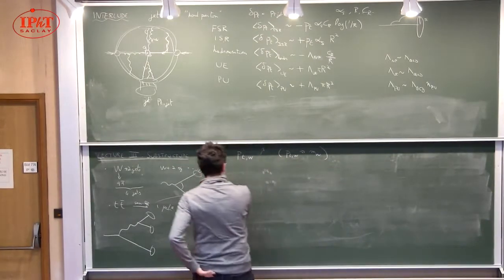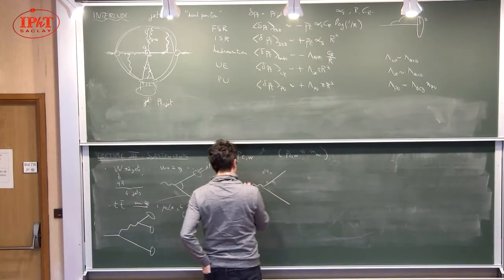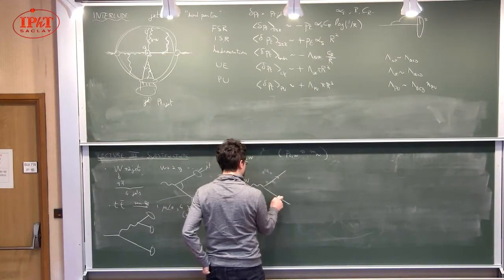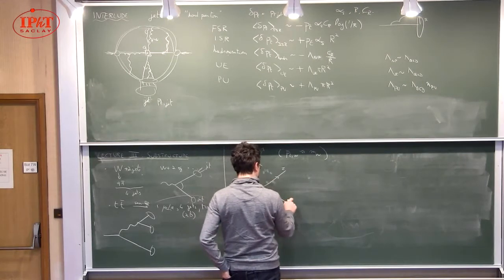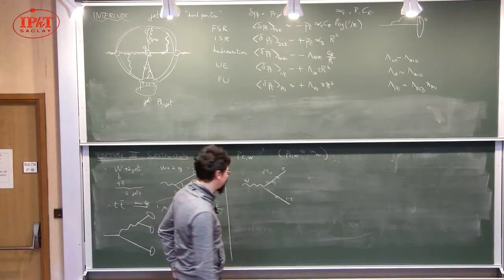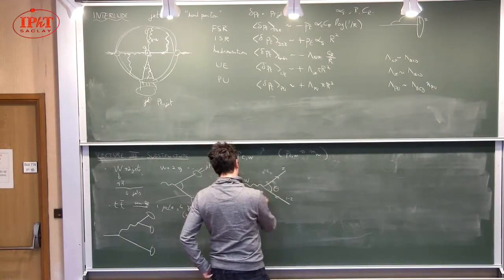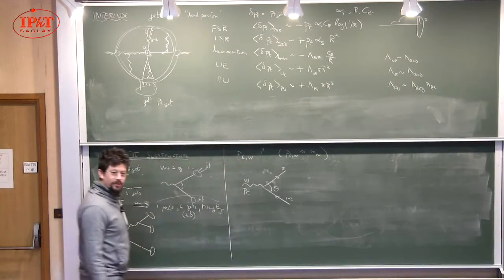So let me just draw this back again here. So you have your W decaying to q q bar. So this is carrying a fraction z of the PT of the W. This carries a fraction 1 minus z of the PT of the W. And this is an angle theta. And this has a certain PT. What's the angle theta?